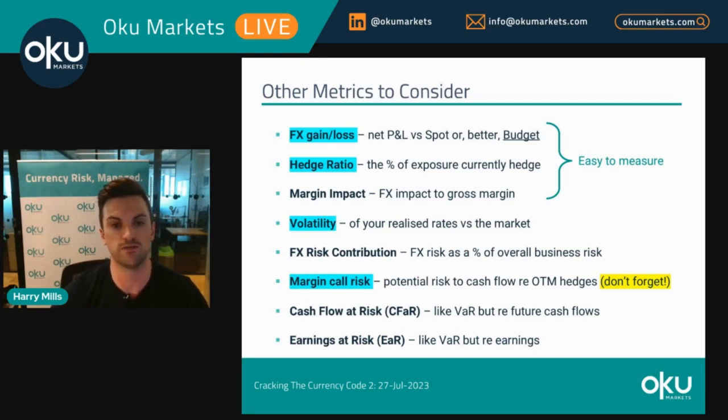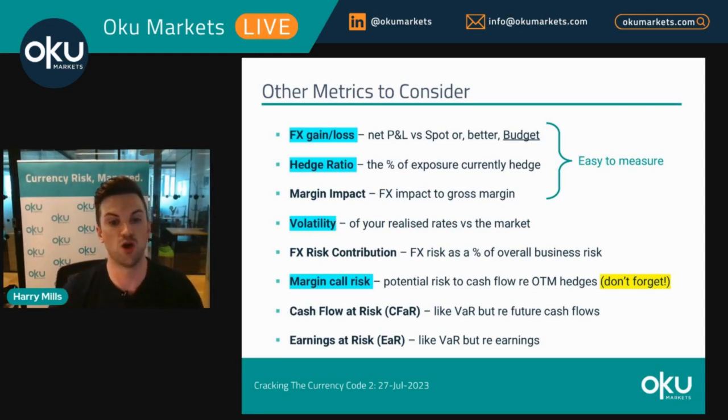If you're unable to do that, we can help you with that. But again, that's an important one to flag. And then you might consider FX risk contribution. So what's the financial FX risk? What's the component of the FX risk in terms of your overall business risk? What does that percentage look like?